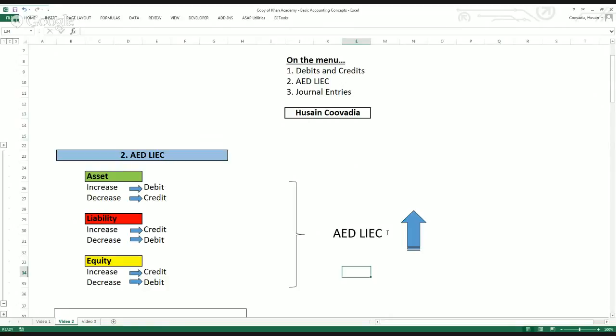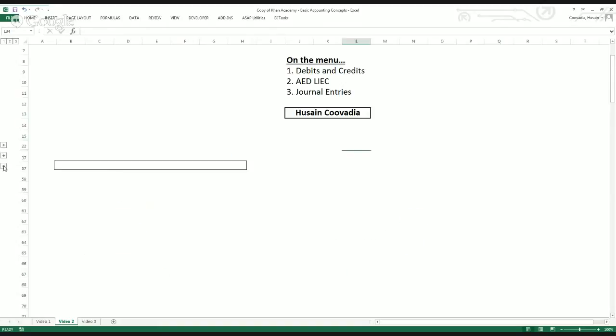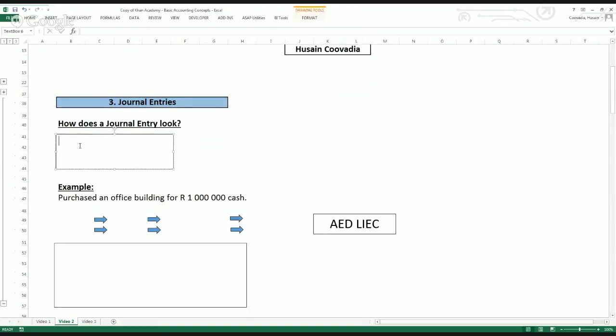When you're doing an example, you can just write ADLIC next to it, and you can have a look at whether your assets are increasing or decreasing and take the information straight from there. Let's go on to our third point now, which is journal entries. Having a look at a simple journal entry, the first thing I would like to ask myself is, what does a journal entry look like, or what is a journal entry?